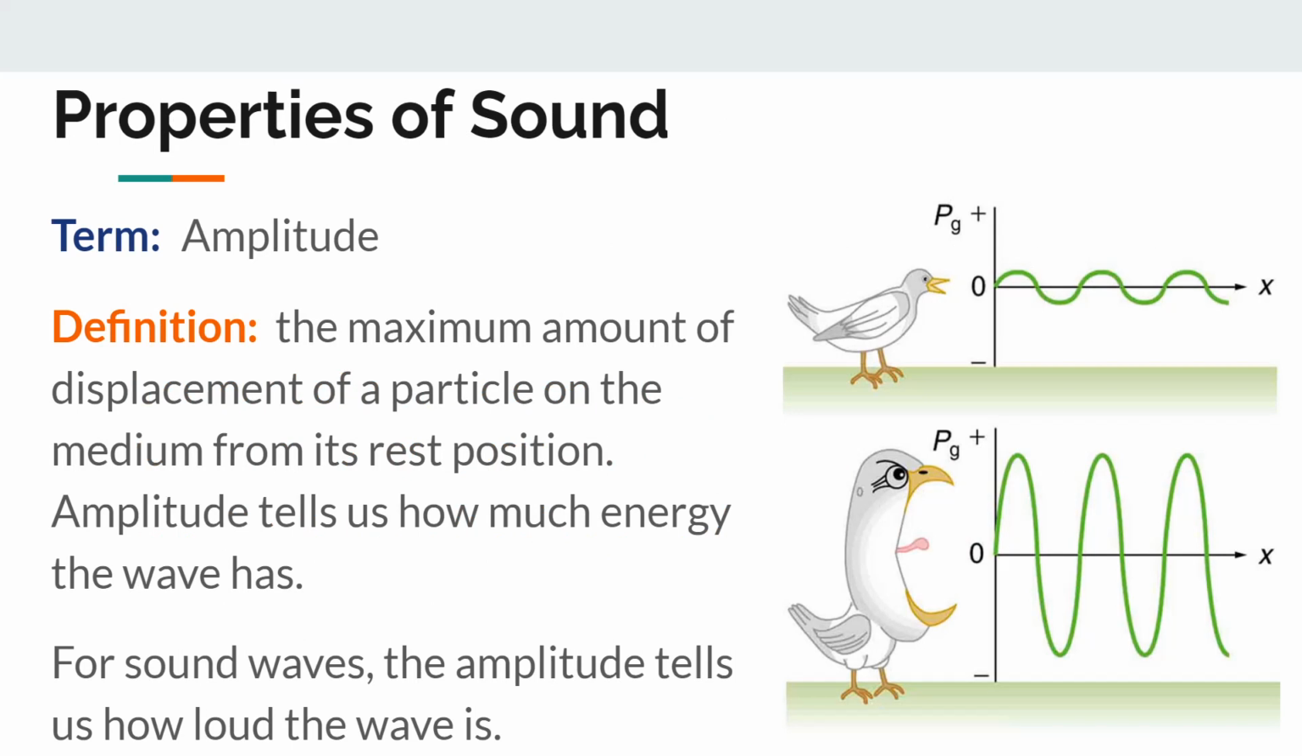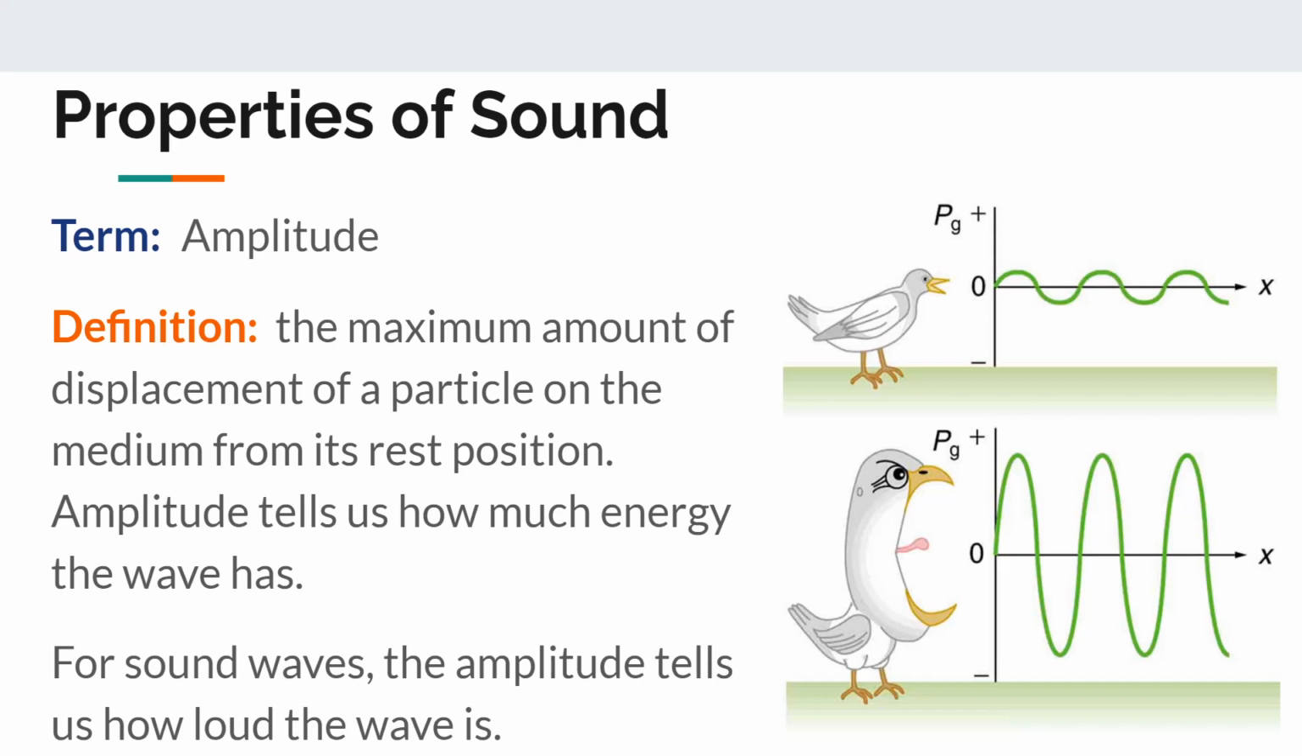All right, so properties of sound. First term that we're going to talk about, amplitude. We obviously have already discussed amplitude, but now we're going to discuss it as it applies to sound waves. Amplitude, again, is the maximum amount of displacement of a particle on the medium from its rest position. For a wave, it tells us how much energy the wave has. We already know that. We wrote it on the board. Energy is directly proportional to amplitude squared, and that's going to apply to sound waves as well.